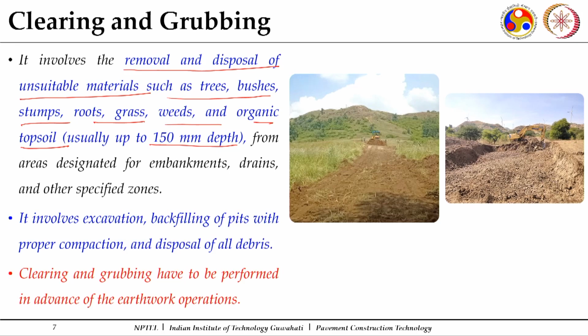We'll keep it nearby and can use it at later stages, specifically for covering the side slopes, because the growth of vegetation over the side slopes to make them more stable will be good enough. So that's why, if the topsoil is good, we'll store it for later use to protect our slopes. So we'll remove this particular one from the areas designated for embankments and drains, because we will have side drains.